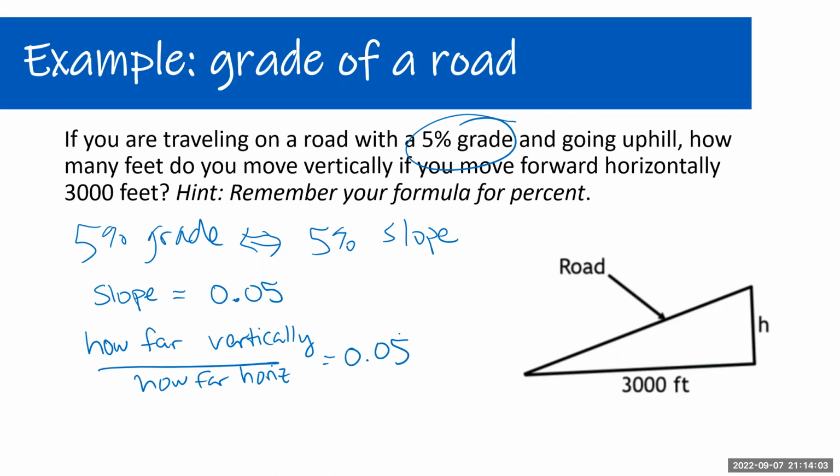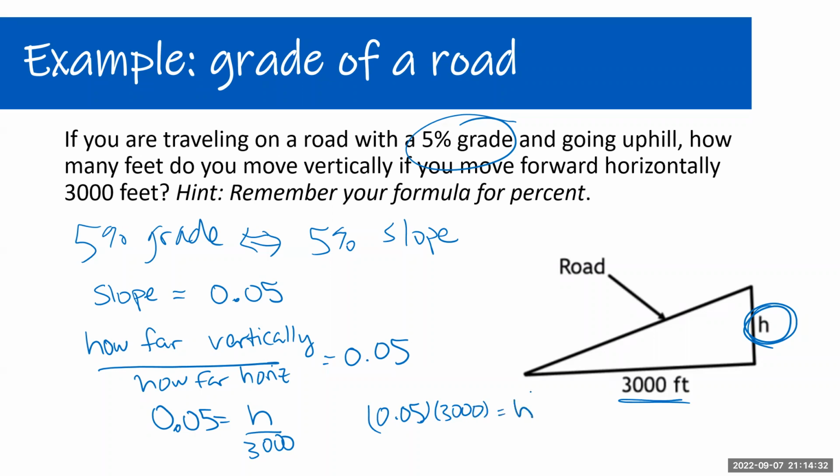Okay. So we don't know how far vertically. That's what we're finding. But we do know that we went 3,000 feet to the side. So 0.05 has to equal h, that we're looking for, divided by 3,000. Now solve for h. Multiply both sides by 3,000. So 0.05 times 3,000 is going to give us h. And if we plug that into our calculator, we're going to know that h is going to be 150.